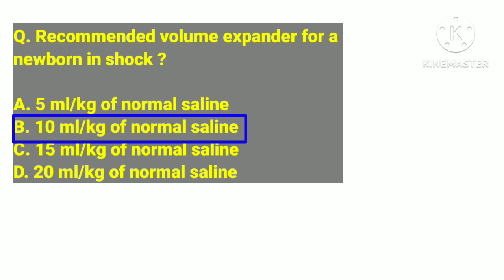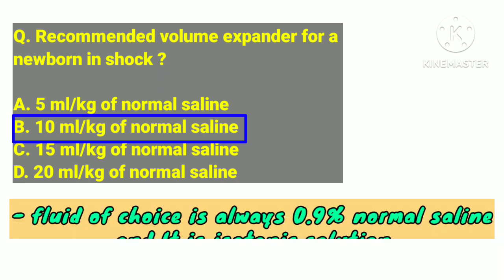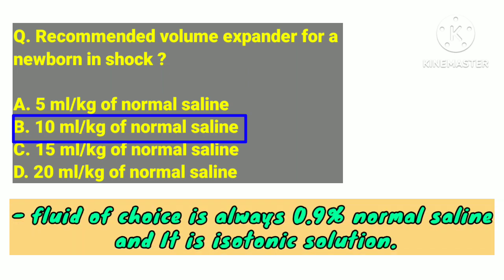The most common shock in a newborn is hypovolemic shock. Now in case of hypovolemic shock, the fluid of choice is normal saline 0.9%, which is an isotonic solution. This fluid amount in a newborn is 10 ml per kg of body weight.